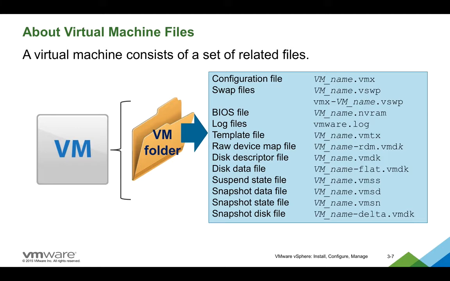The .vmsd and the .vmsn files, these are snapshot files. Now these are used for restoring the virtual machine to a previously saved state. We'll talk more about snapshot files later. There's also a delta.vmdk file. Now this delta file stores changes to the disk since the current or last snapshot.